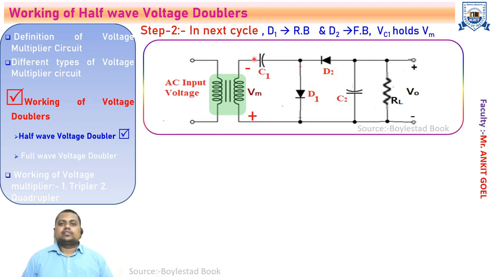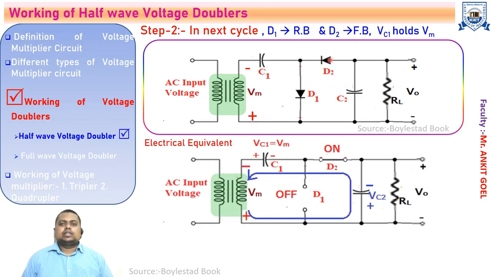In the next negative half cycle, as soon as the voltage polarity across the secondary has been reversed, diode D2 will be in the forward bias state and diode D1 will be in the reverse bias state. Let's make the electrical equivalent circuit. Since the diode D2 is in the forward bias state or the on state, it is replaced by a short circuit, and diode D1 is in the reverse bias state or in the off state, so it is replaced by an open circuit.